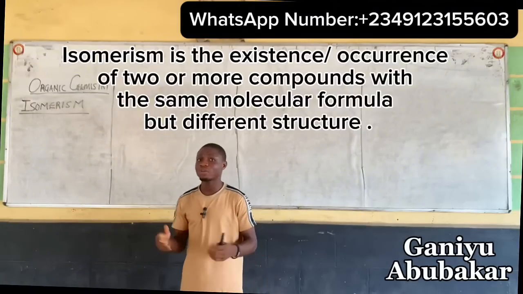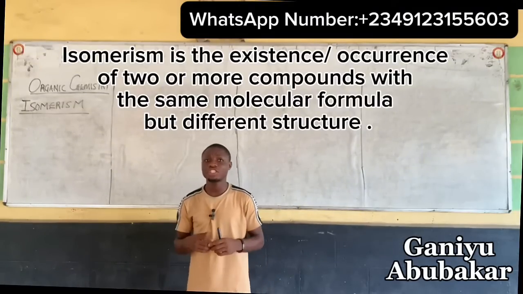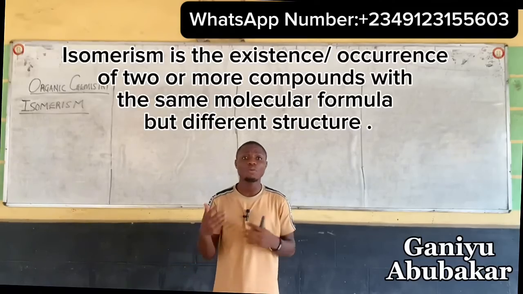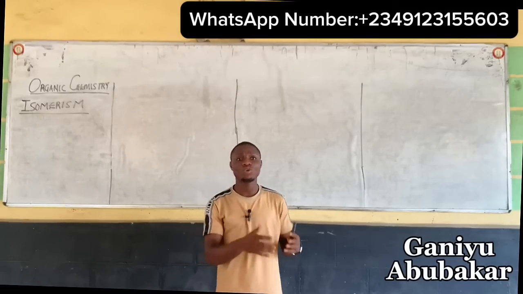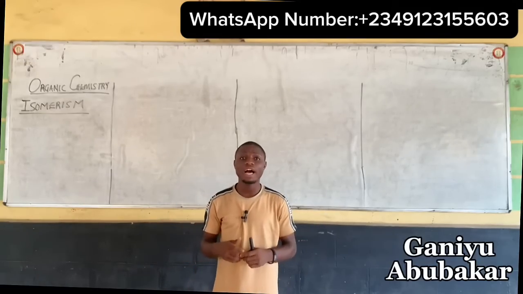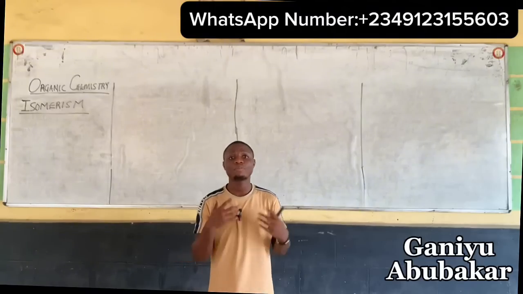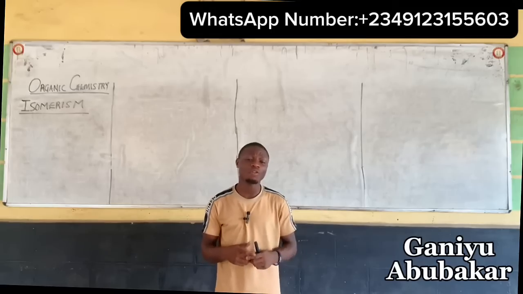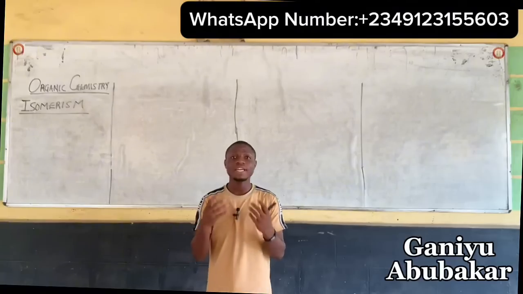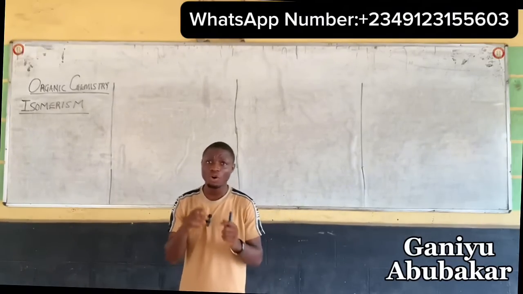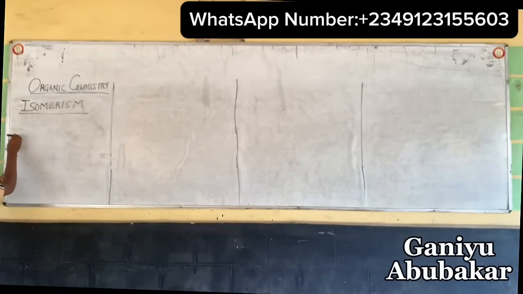First, let's define the concept of isomerism. By definition, isomerism is the existence or occurrence of two or more compounds with the same molecular formula and different structure. Usually, isomerism exhibits similar chemical properties but slightly different physical properties due to the arrangement of atoms in space. That's isomerism by definition. Let's look at the next concept, the types of isomerism.